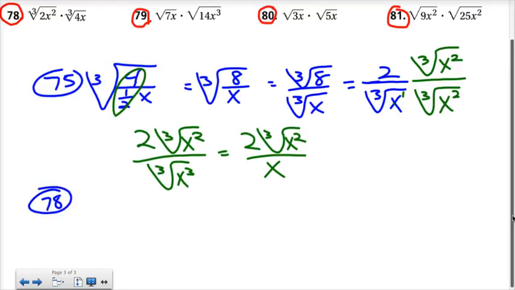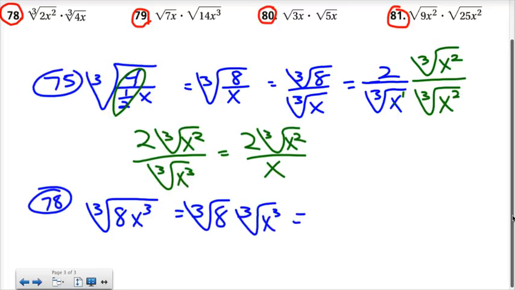78, we have the cubed root of 2x squared times the cubed root of 4x. And I'm thinking, you know what, I better put those together and see what I have because they're both cube roots. I can go ahead and do that multiplication. 4 times 2 is 8. Fabulous, for the reason we just had in the last problem. X squared times x to the first, you add the exponents. Even better, because when we do the cubed root of 8, that's going to give us 2. And when we do the cubed root of x cubed, that's going to give us x. So here's 2x.